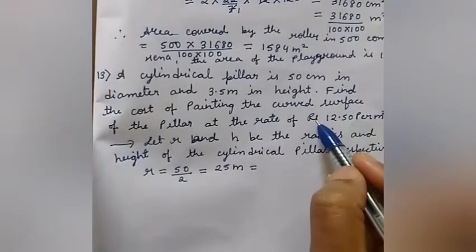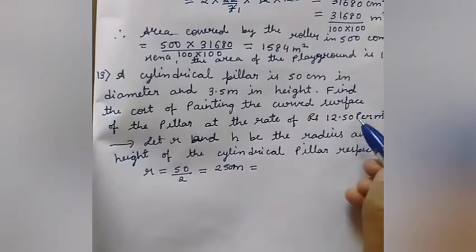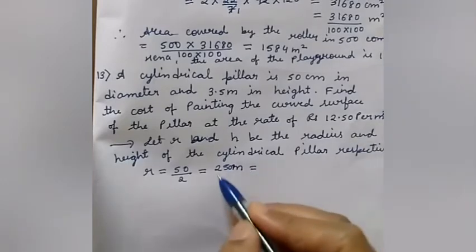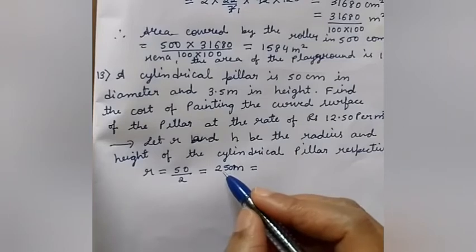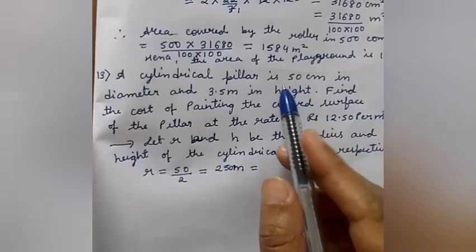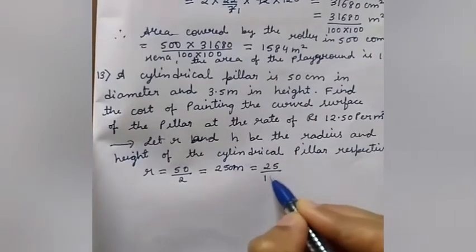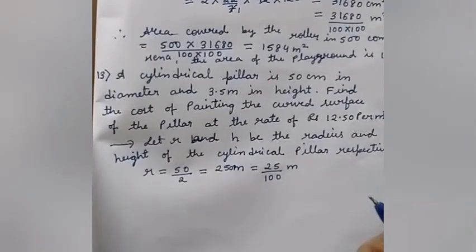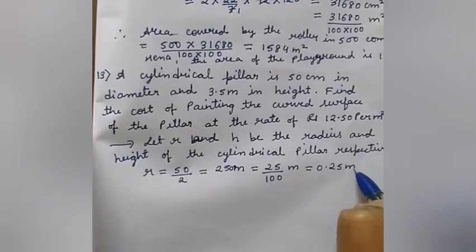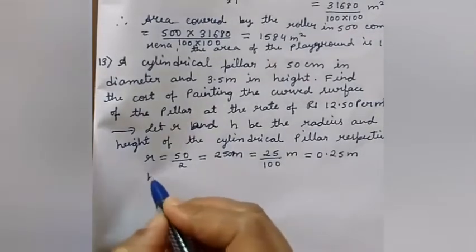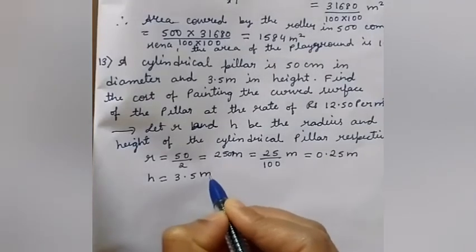Since the rupees is in terms of per meter square, let us write the radius in terms of meter, that is 25 divided by 100 meter, which is equal to 0.25 meter. Now height is given in terms of meter, that is equal to 3.5 meter.